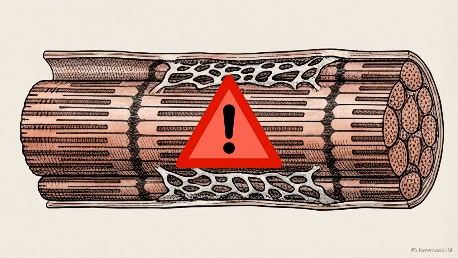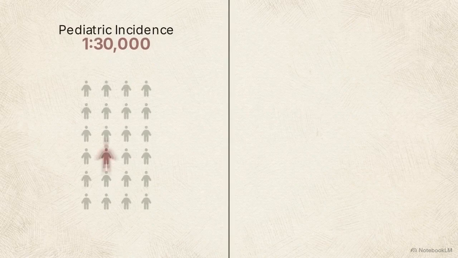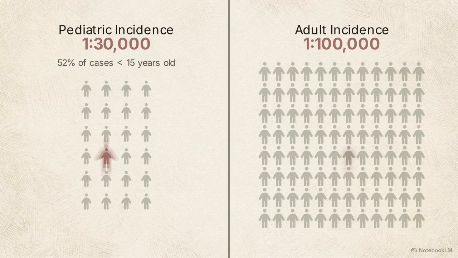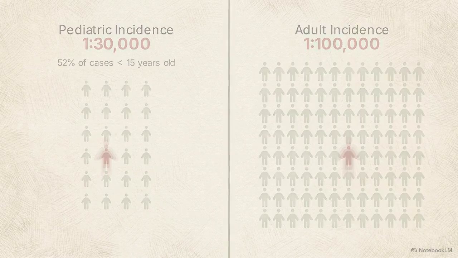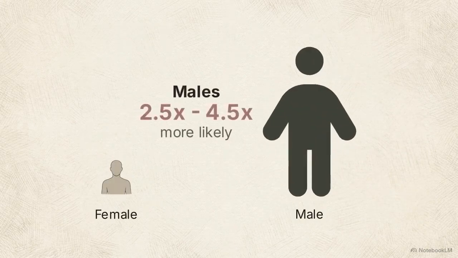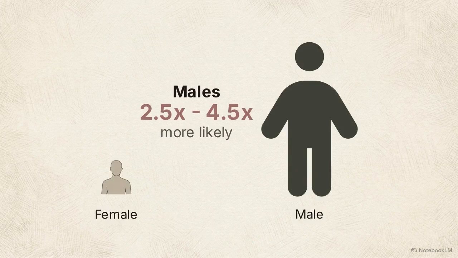Malignant hyperthermia, or MH, is an autosomal dominant hereditary disorder affecting skeletal muscle. It presents clinically as a sudden, life-threatening hypermetabolic state. The epidemiological incidence is heavily skewed. It occurs in 1 out of every 30,000 children, compared to 1 in 100,000 adults. Males are 2.5 to 4.5 times more likely to be affected than females.